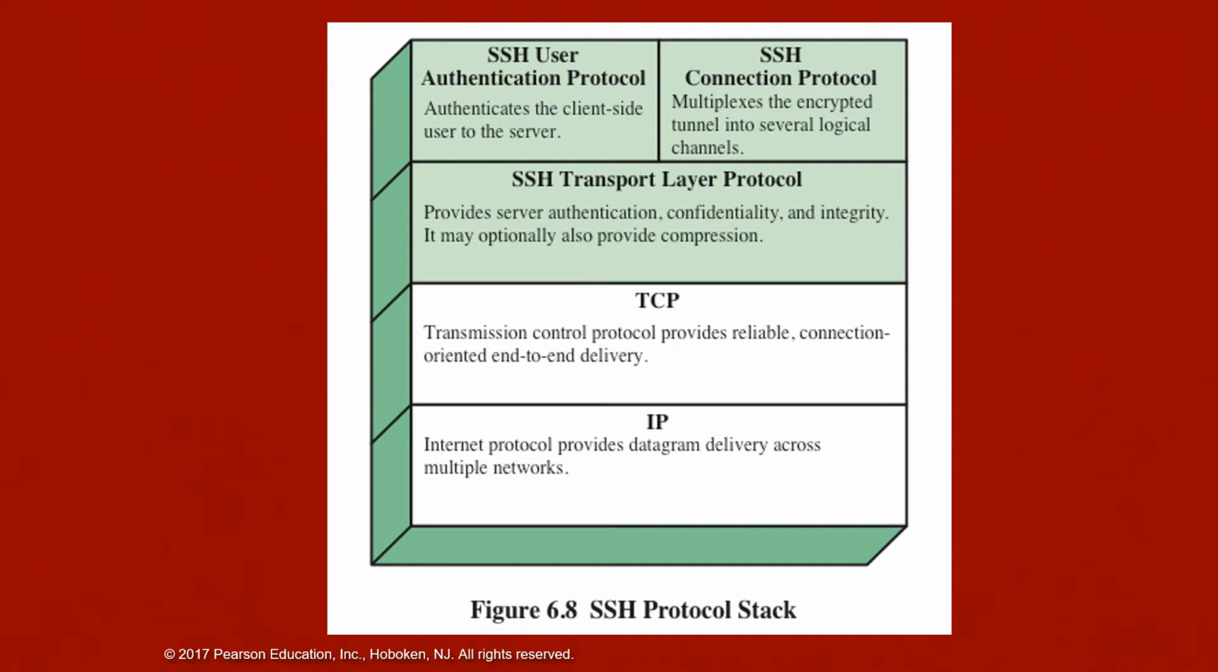SSH is organized as three protocols that typically run on top of TCP. Transport Layer Protocol provides server authentication, data confidentiality, and data integrity with forward secrecy, i.e., if a key is compromised during one session, the knowledge does not affect the security of earlier sessions. The transport layer may optionally provide compression.